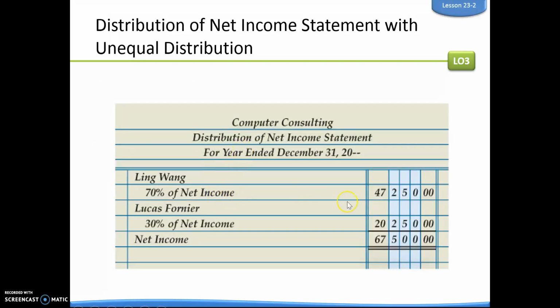Ling receives 70% of their net income, which was $67,500, and Lucas receives 30%. So that is very possible. Some partners are there more so just for financial backing, and others may be more invested in the business, like Wang is in this one.